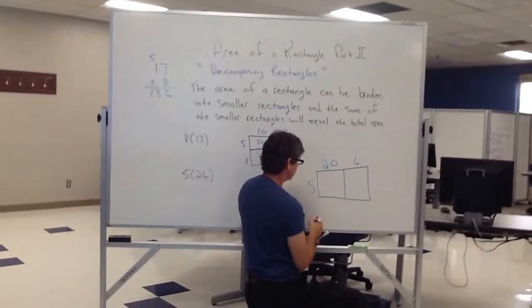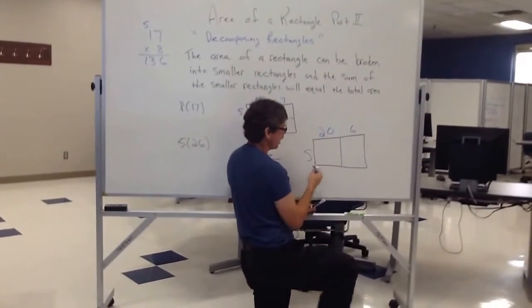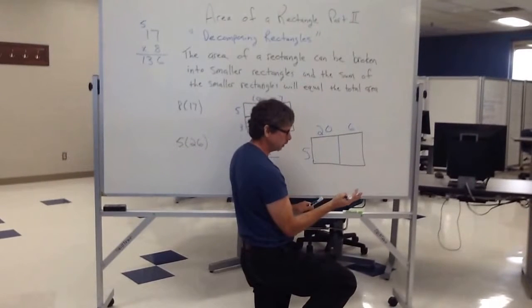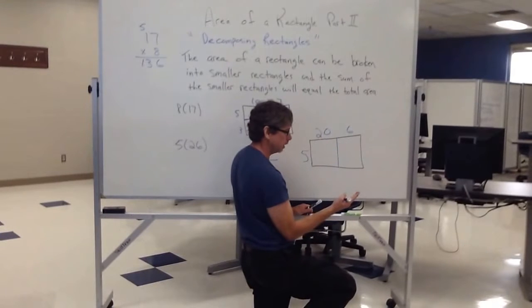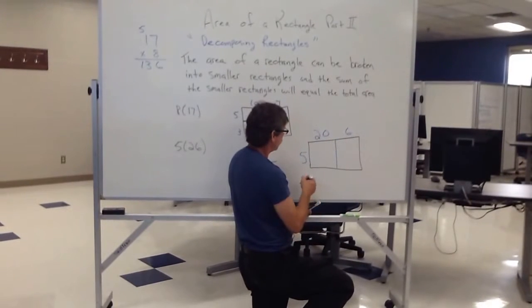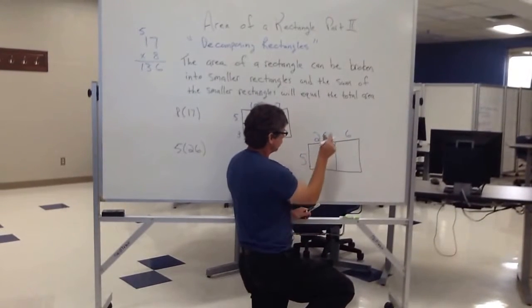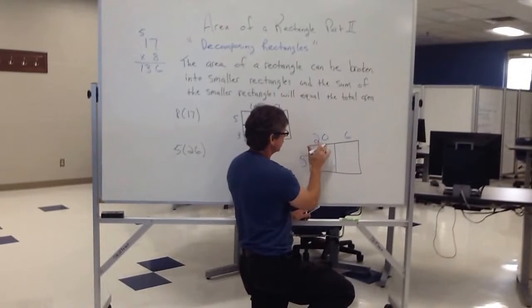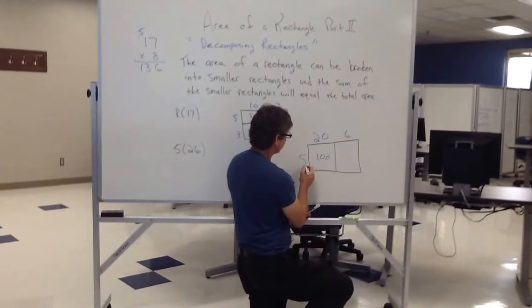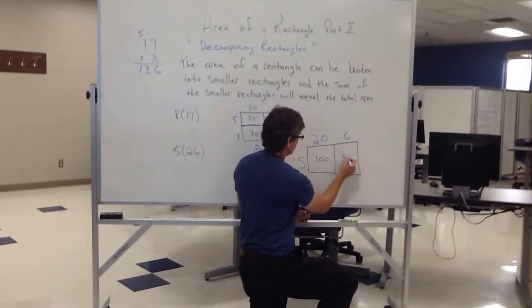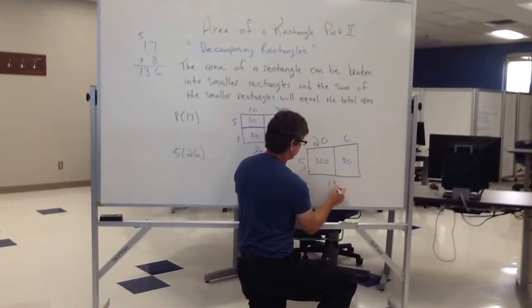So 5 times 20, a couple ways of doing that. You can count by 20s. That's 20, 40, oh, did that wrong. 20, 40, 60, 80, 100. We've also learned a shortcut. Just ignore the 0. 5 times 2 is 10. Stick the 0 back in. You get your 100. Then 5 times 6 would end up being our 30. And we end up with our grand total of 130.